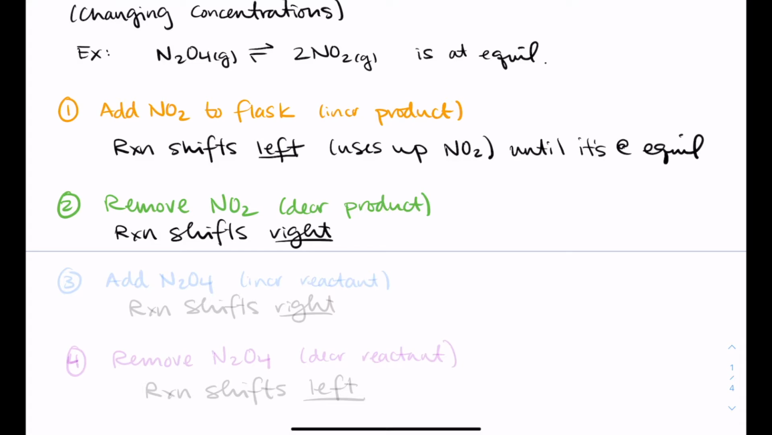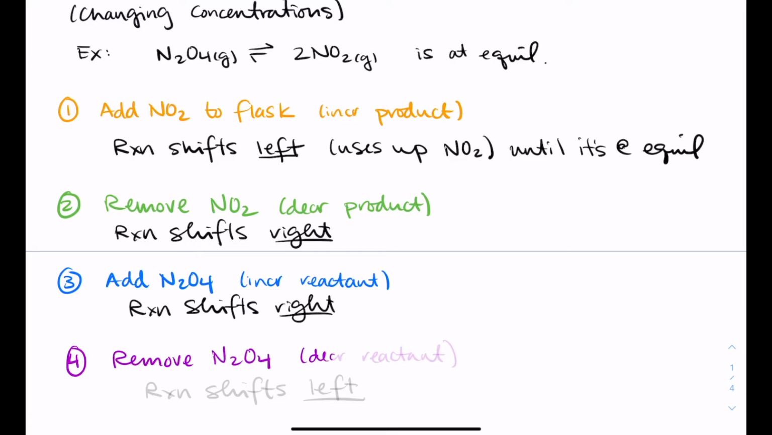What if I added N2O4? So if I increase the amount of a reactant, I now have too much reactant, too high a value in my denominator, the reaction would shift right and create more product and decrease the amount of reactant in order to get back to equilibrium. What if I removed N2O4? So if I decreased the amount of reactant, my reaction would shift to the left, so it would use up some of the product and make some reactant in order to get back to equilibrium.